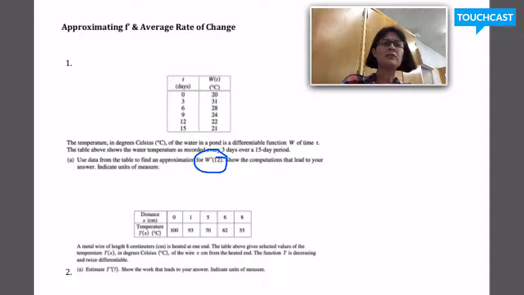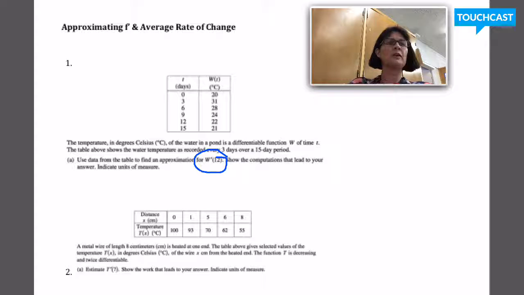The temperature in degrees Celsius of the water in a pond is a differentiable function of time. That means I promise that the derivative exists. There are some functions that don't have derivatives, and I wouldn't be able to ask you this question. The table shows the water temperature recorded every 3 days over a 15-day period. Can you find an approximation for W prime of 12? Show the computations that lead to your answer.